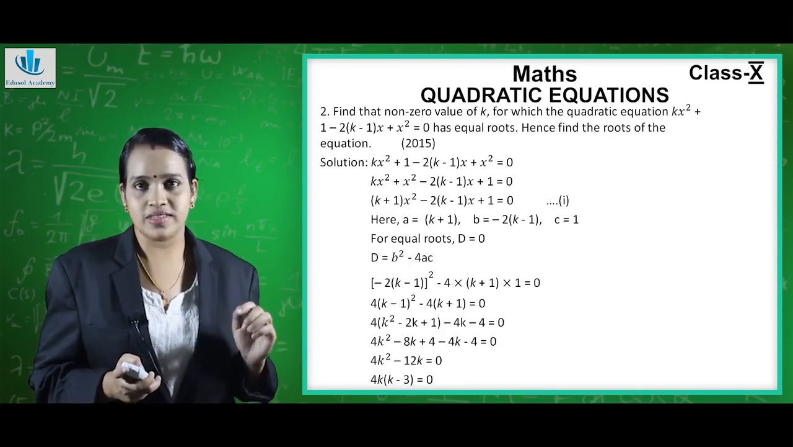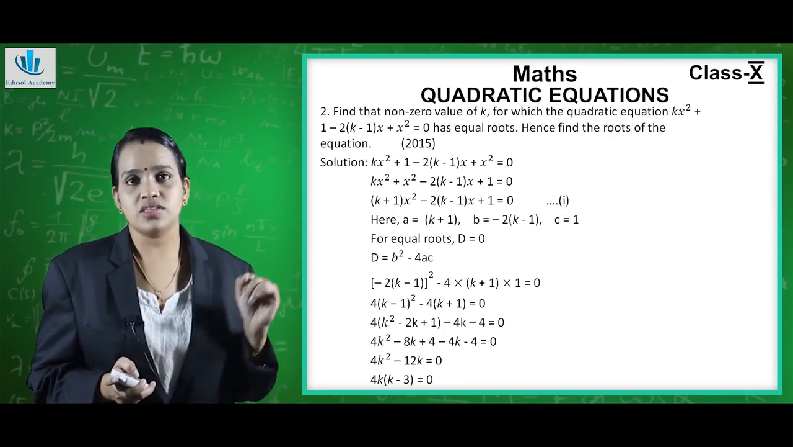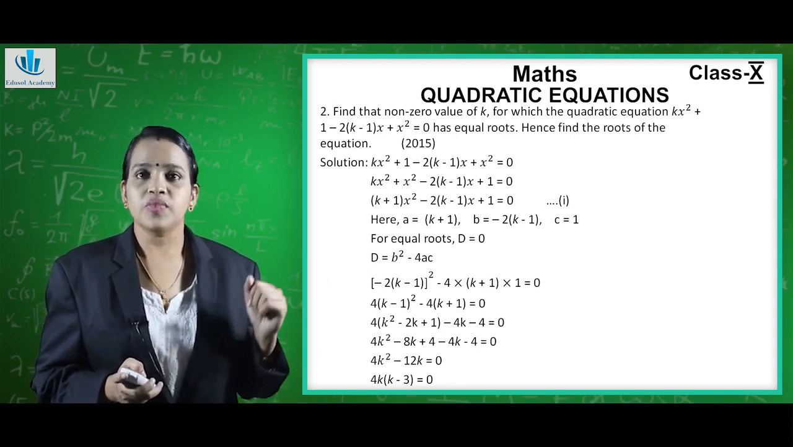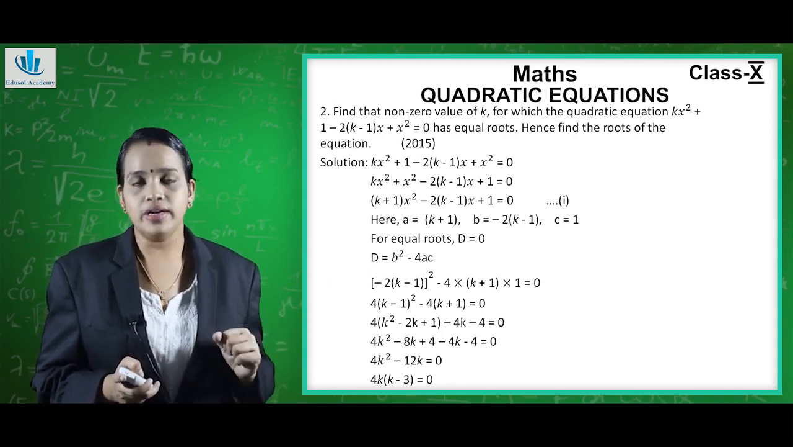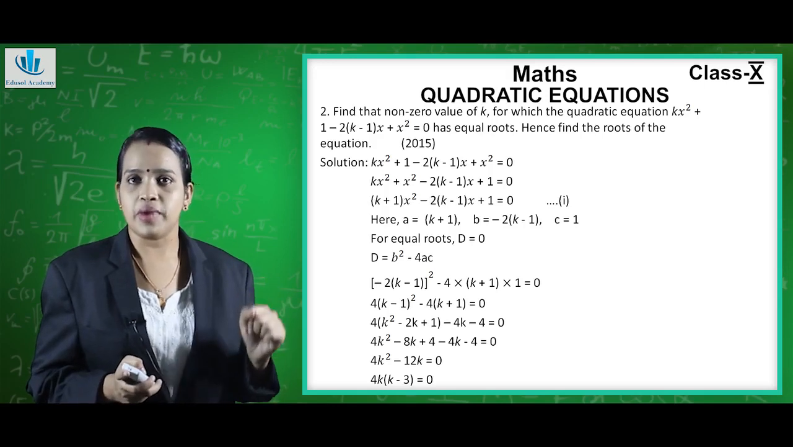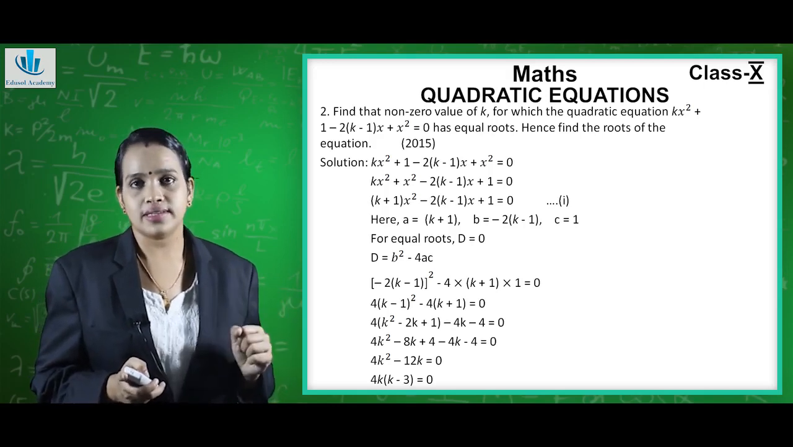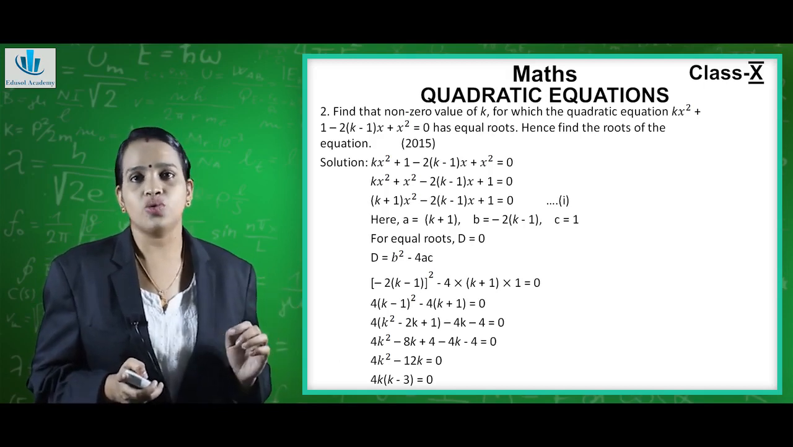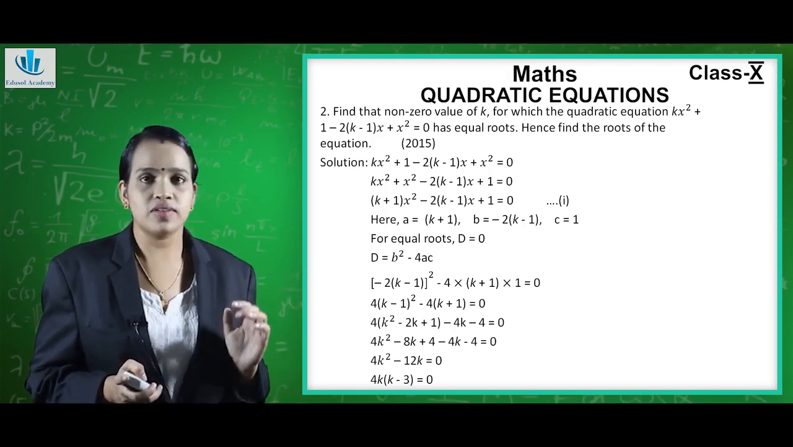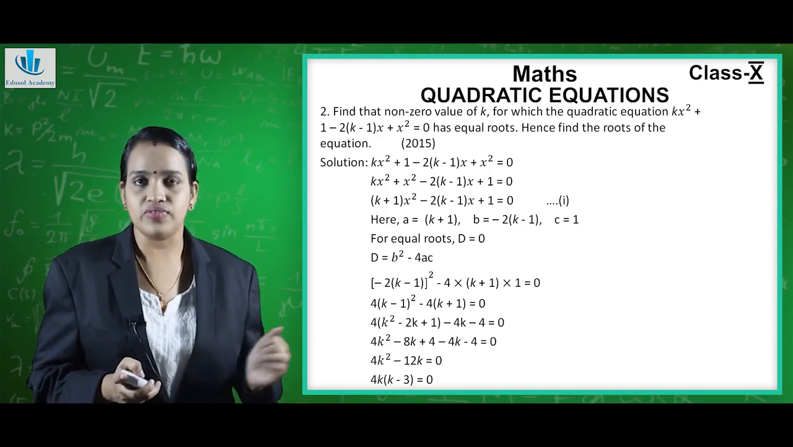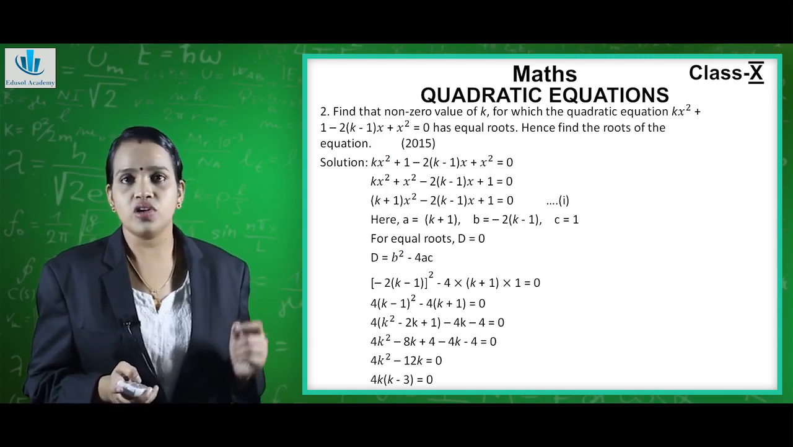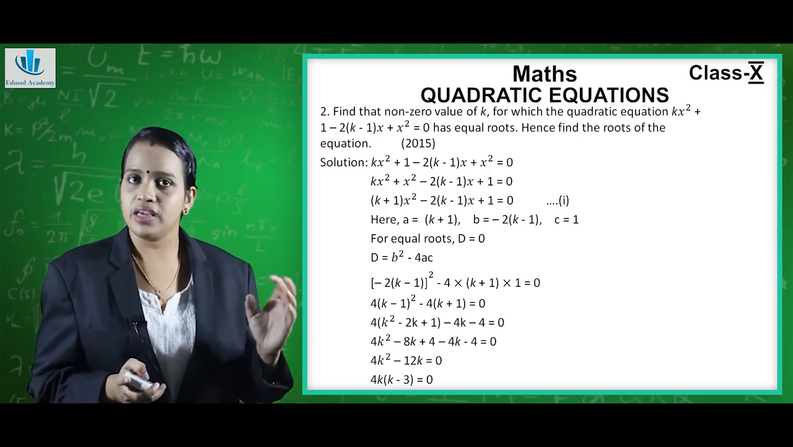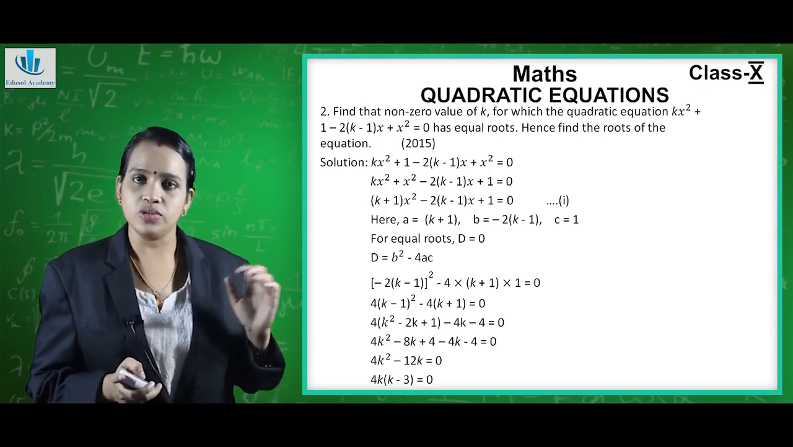Now our next question is, find the non-zero value of k for which the quadratic equation kx raised to 2 plus (1 minus 2 into (k minus 1)) x plus x raised to 2 is equal to 0 has equal roots. Hence find the roots of the equation. This question has appeared in the year 2015. Here it is said that the k value should not be equal to 0 and this equation has an equal root, and we have to find the roots over here.